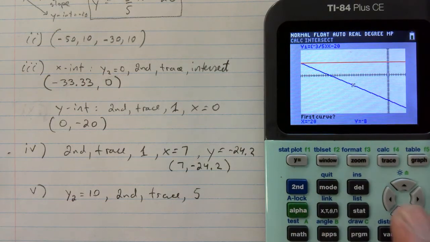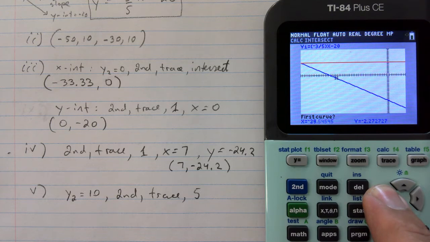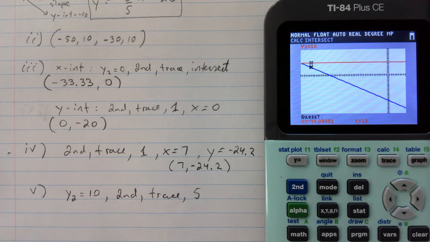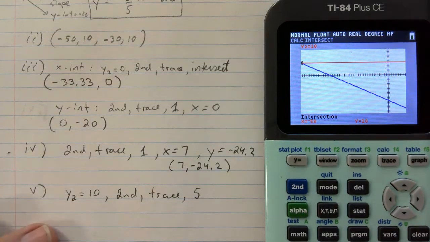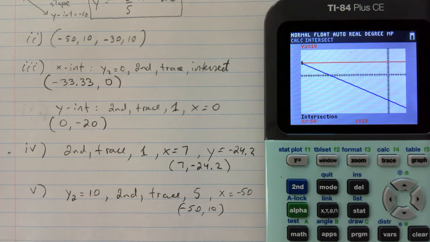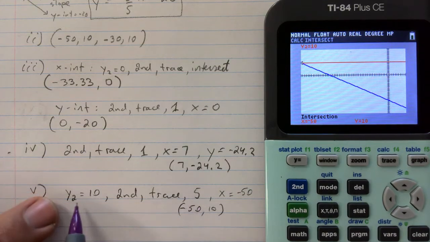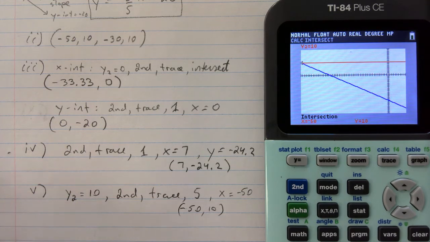Second trace 5. We're going to go as close as possible. You can just press and hold your left arrow here. That's close enough. Hit enter, enter, enter. And so it's negative 50, 10. So basically, x is equal to negative 50. So you found the point negative 50, 10. So really, there's only two functions that you're using. You're either using second trace 1 or second trace 5. If you want to use second trace 5, the y value has to be put into y2.